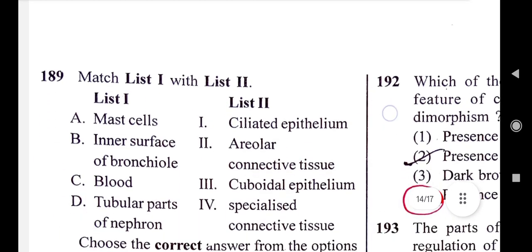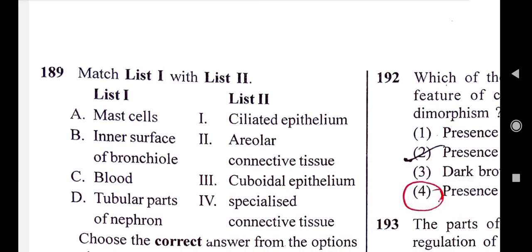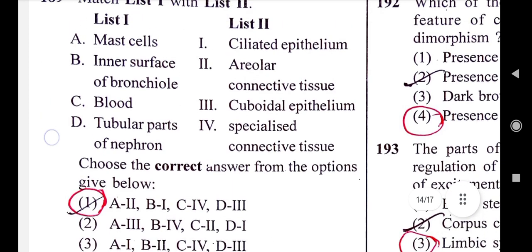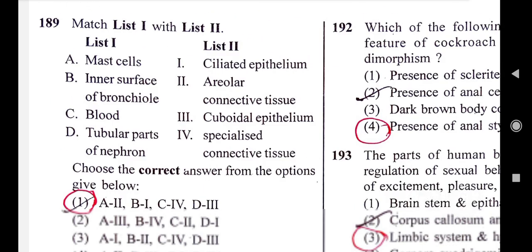So let's see question number 189. Match list 1 with list 2. Option 1 is the correct option here. A matches with 2, mast cells, areolar tissue. B, inner surface of bronchioles, matches with 1, ciliated epithelium. C, tubular blood, matches with 4, specialized connective tissue. D matches with 3, tubular part of nephron, cuboidal epithelium. Okay, dear students, option 1 is the correct option.